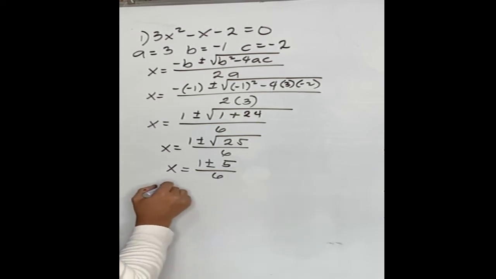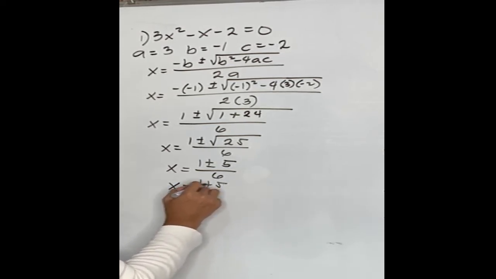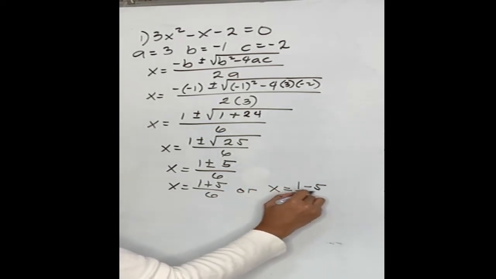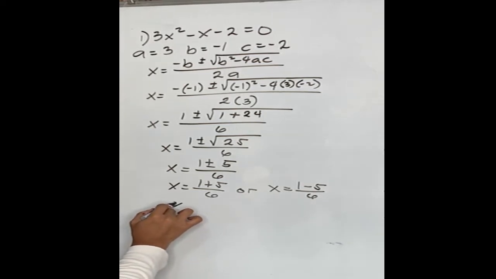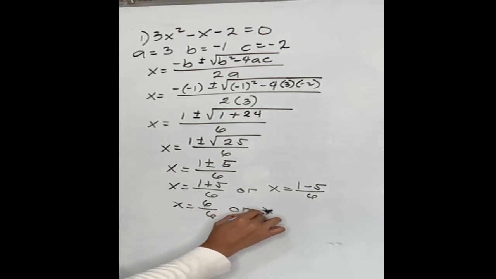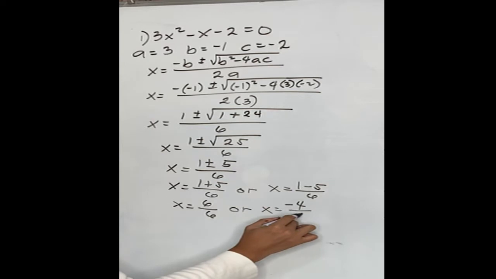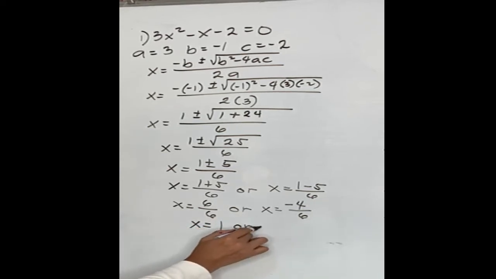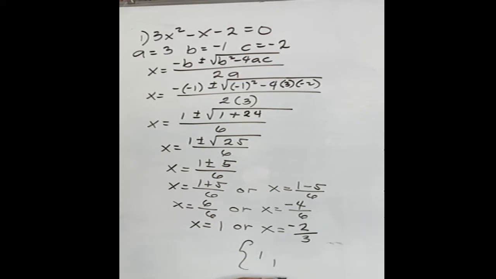So solving, x is equal to 1 plus 5 over 6, or x is equal to 1 minus 5 over 6. So x is equal to 1 plus 5 is 6 over 6, or x is equal to negative 4 over 6. Continuing our solution, x is equal to 6 over 6, 1, or x is equal to negative 4 over 6 is negative 2/3. Therefore, our solution set will be 1 and negative 2/3.